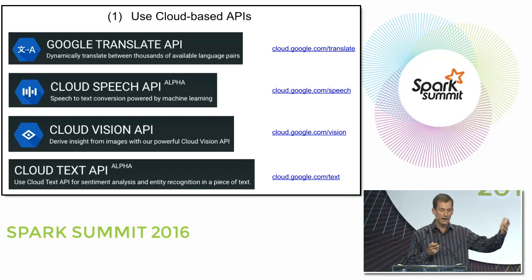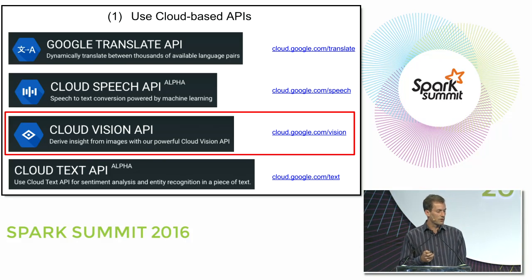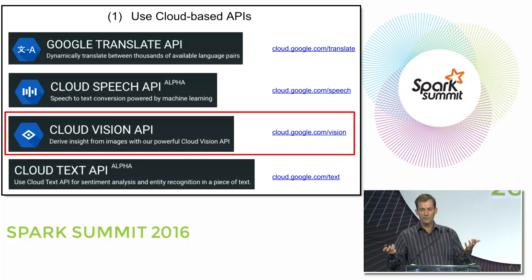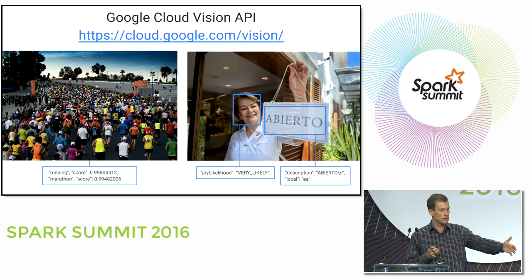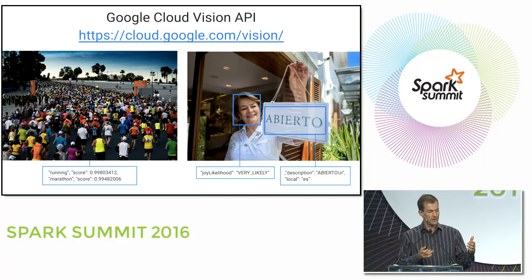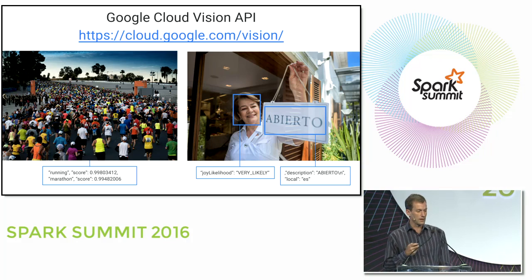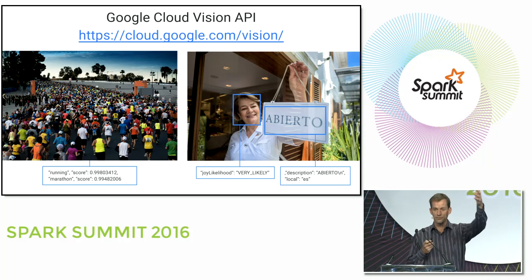Cloud-based APIs: Google has a whole suite of these. Other cloud providers often have these. We think ours are better. I'll just show you the Cloud Vision API, where you give us an image, and we give you back good stuff about the image. For example, here's an image. You give us that image, and we tell you that's running in a marathon. You give us the image on the right, and we find faces in it. We tell you that they're happy, and we tell you we found some text, and here it is, and it's in Spanish.